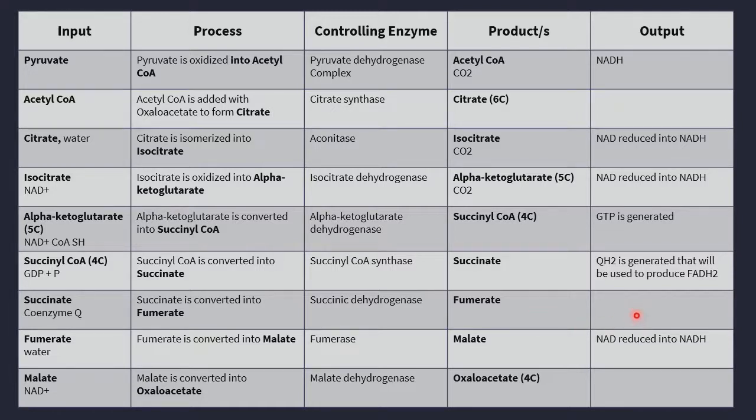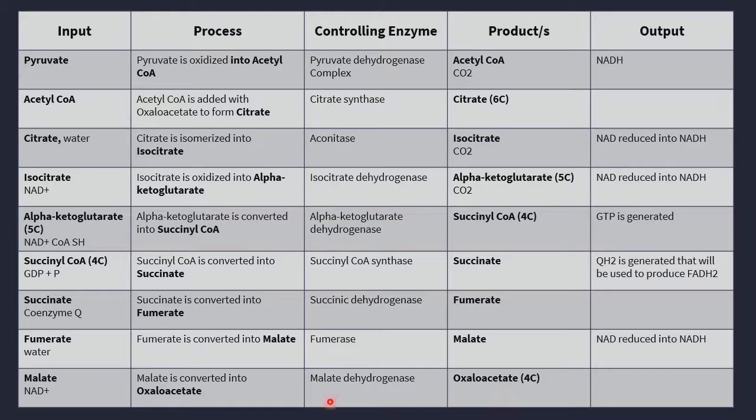Again, no output is released. The fumarate and water. Fumarate is converted into malate with the enzyme fumarase. Malate is the molecule that is produced in here, while NAD is reduced into NADH. And finally, malate and NAD+, malate is converted into oxaloacetate by the enzyme malate dehydrogenase. So the product is oxaloacetate, a 4-carbon molecule.